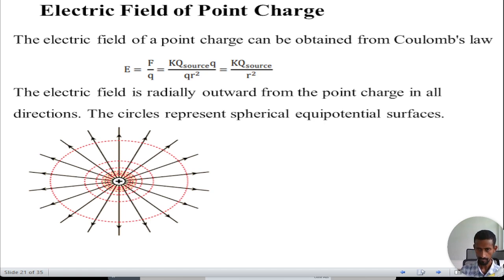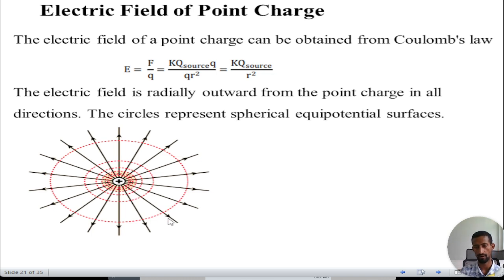Here, as you can see, the electric field is radially outward from the point charge in all directions. This is a point charge, so the field goes radially outward from the point charge. The circles represent the spherical equipotential surfaces, as you can see here. This one is an equipotential surface.